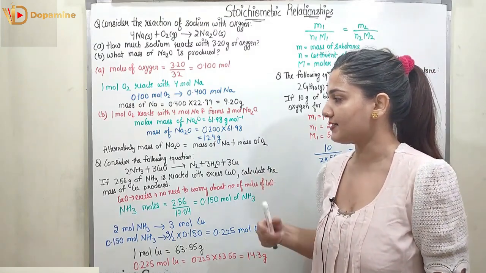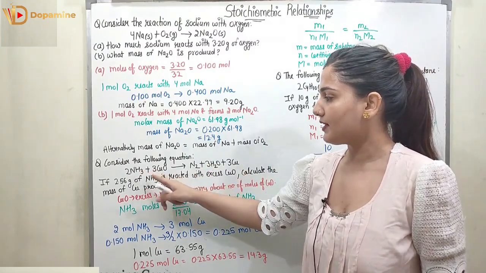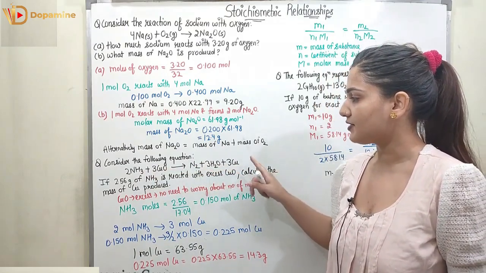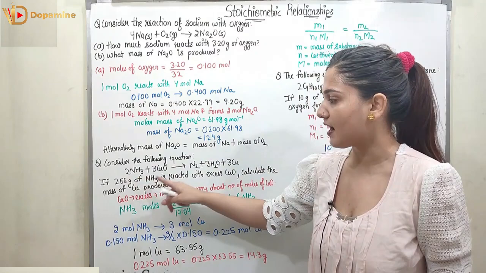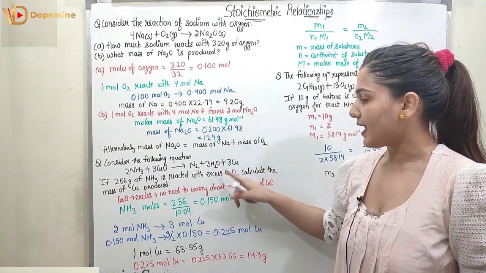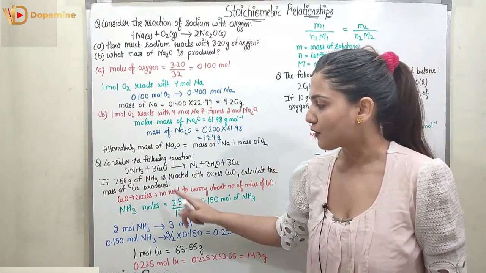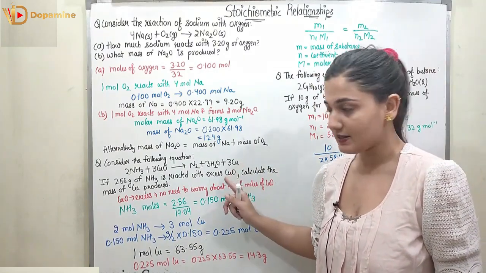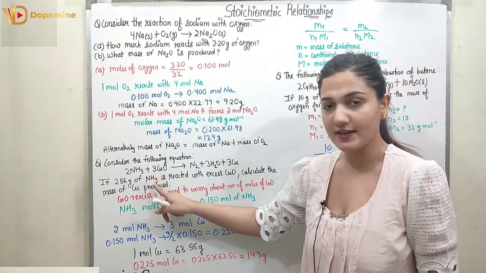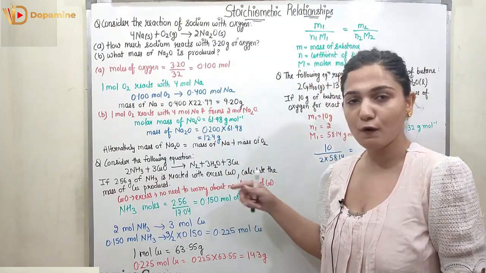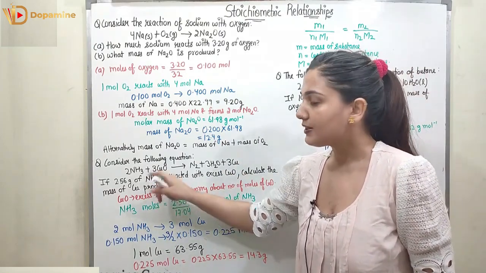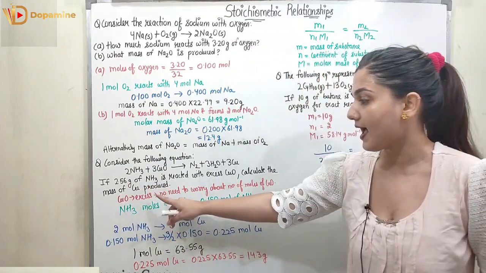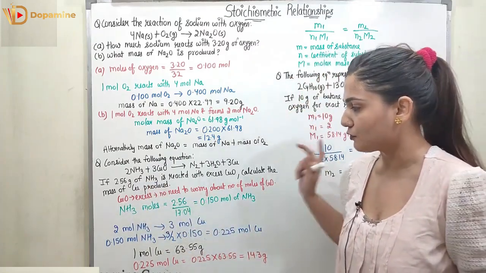I hope you understood both of the methods by which we can calculate the amount of Na2O. Coming to the next question, it states: consider the following equation, 2NH3 plus 3CuO giving N2 plus 3H2O plus 3Cu. If 2.56 gram of NH3 is reacted with excess CuO, calculate the mass of Cu produced. So now CuO is in excess. We need to see how much NH3 is present. CuO will never get consumed, NH3 will get consumed, so we will be looking at NH3. Since CuO is in excess, there is no need to worry about its number of moles.